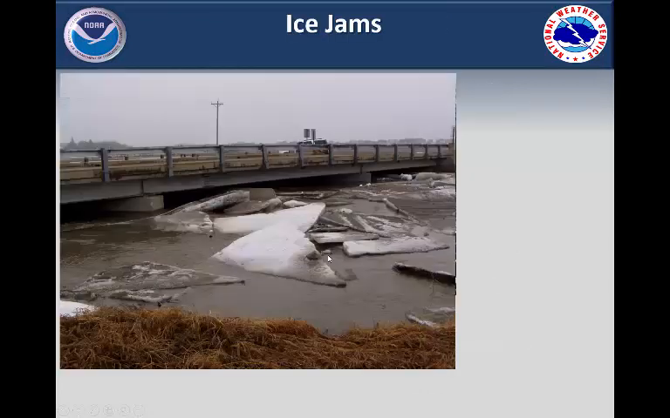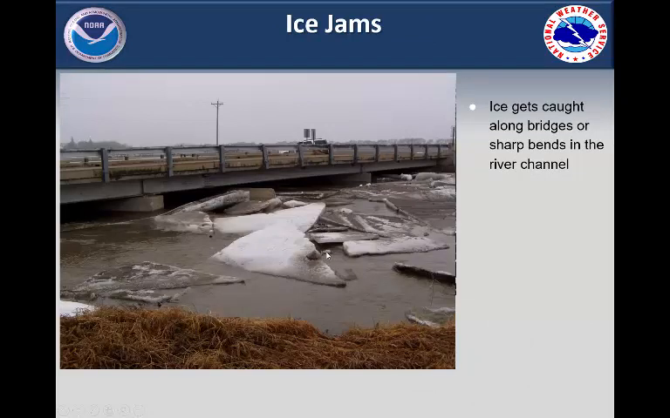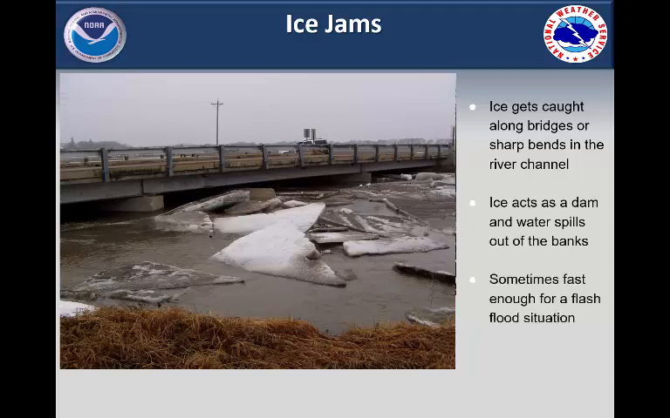Then there are ice jams. This is when ice is breaking up during the springtime, and the chunks of ice get caught along bridges or sharp bends of the river channel. The ice then acts as a dam, and the water spills outside of the banks behind that ice jam. And sometimes those ice jams can occur fast enough for a flash flood situation.